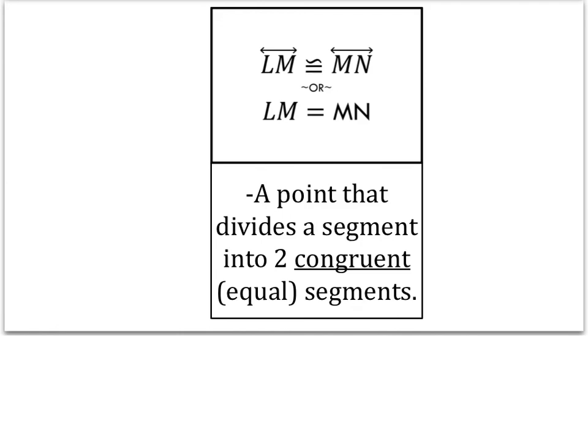so let me just cover this here, because this is not true. This is the symbol for a line and it's not a line. These are segments, and that was a typo. I apologize. So this is segment LM and this is segment MN. And this is saying that they are congruent, or LM is equal to MN. So the definition of a midpoint is a point that divides a segment into two congruent or equal segments. Okay, and that's all for now.